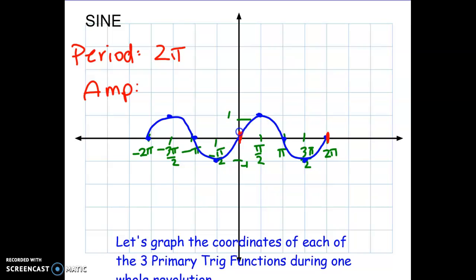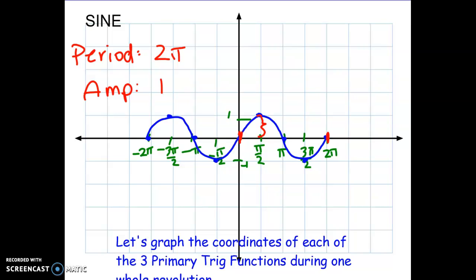The amplitude, again, is the height, but from the middle. So how tall is my graph from the middle? 1, exactly. So the amplitude is 1. And that should make sense because the radius of a unit circle is 1. So it's 1 to the top and 1 to the bottom.